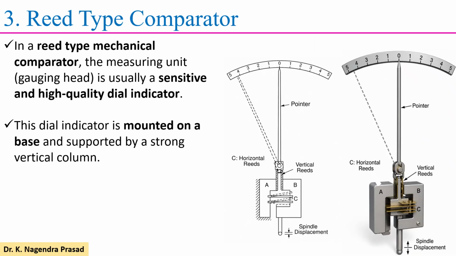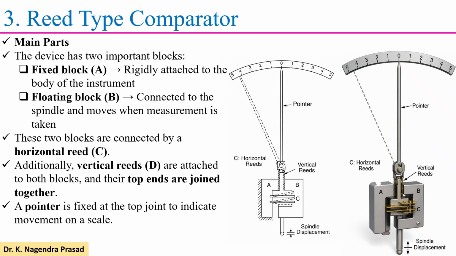So next we have to see another type of comparator, the reed type comparator. In the reed type mechanical comparator, the measuring unit is usually a sensitive and high quality dial indicator, and the dial indicator is mounted on a base and supported by a strong vertical column. So next we have to discuss the main parts.